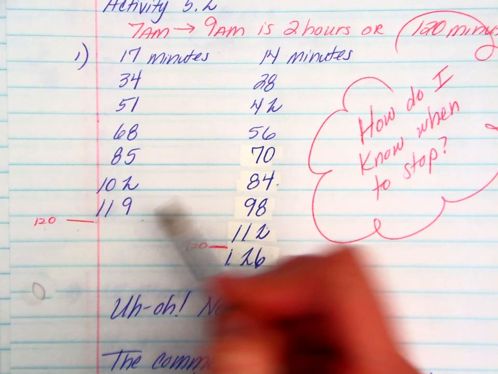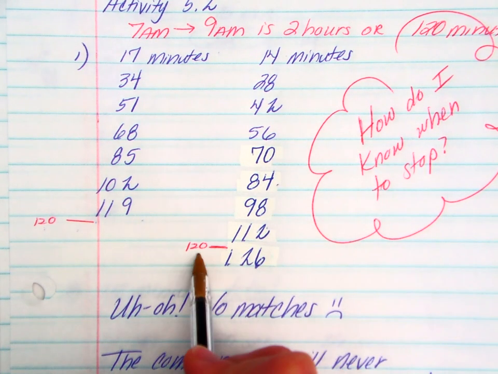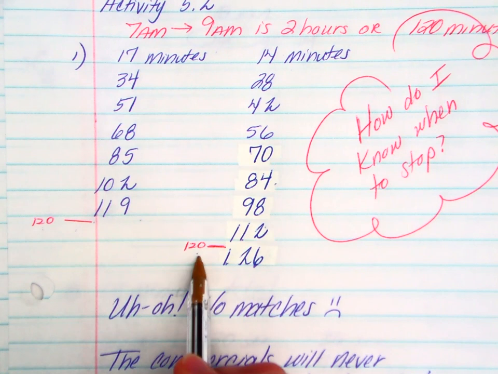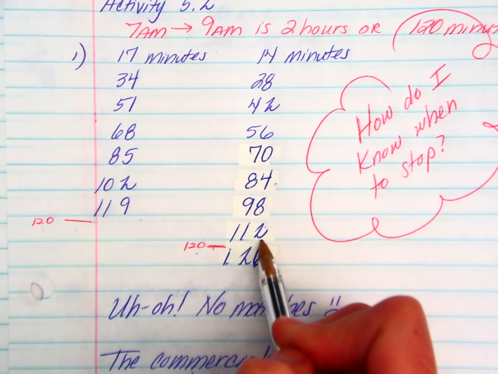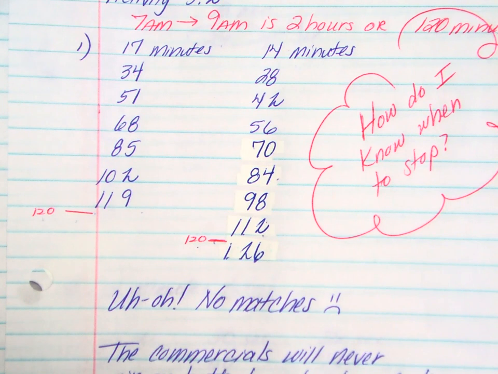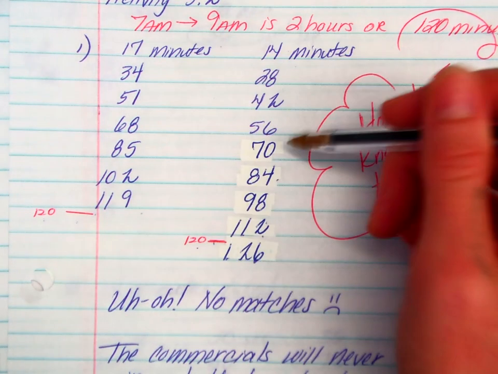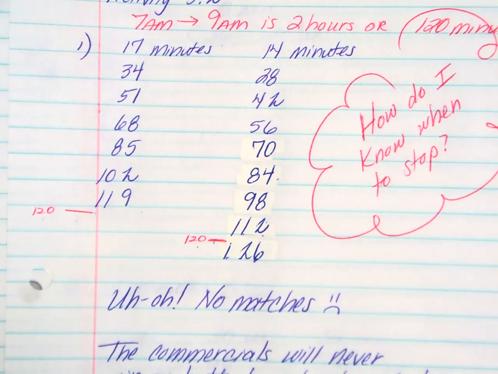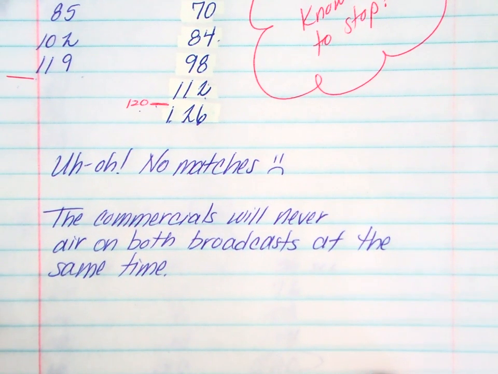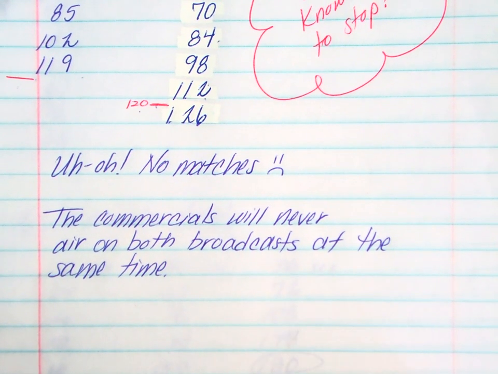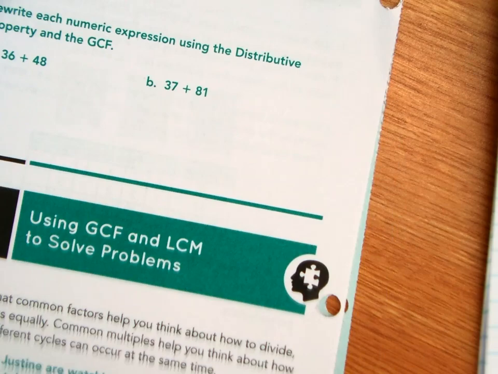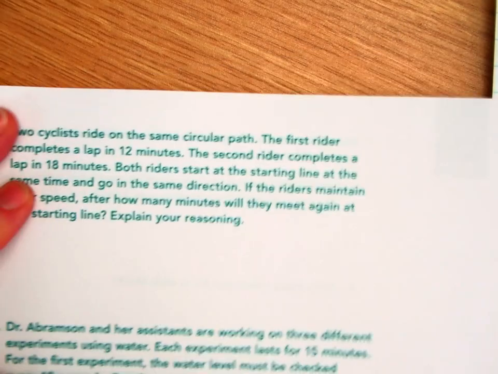There's no match here, and then I did this one, and once 120 minutes came with this commercial that runs every 14 minutes, this broadcast would be over. So after 120 minutes, both of these parades are over. And during those 2 hours, there's never a repeat. There's no match. The commercials will never air on both broadcasts at the same time. So that was kind of a sneaky question. Don't usually see those kind.